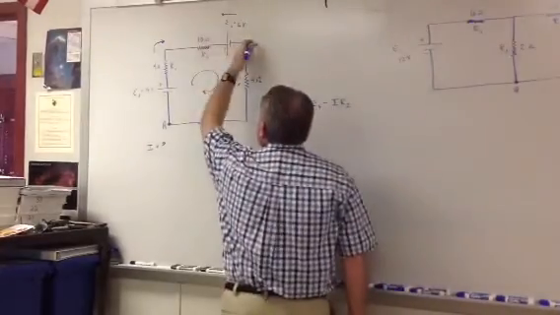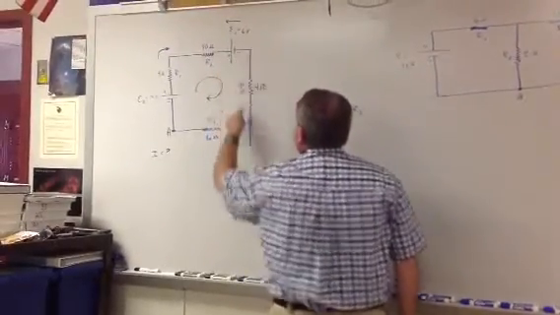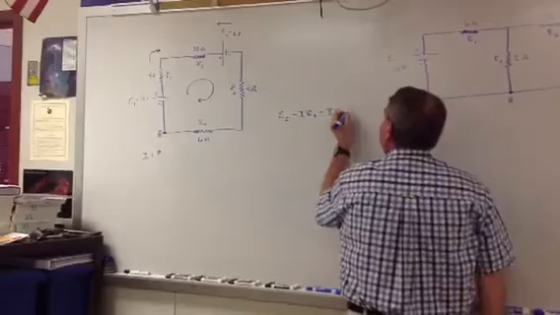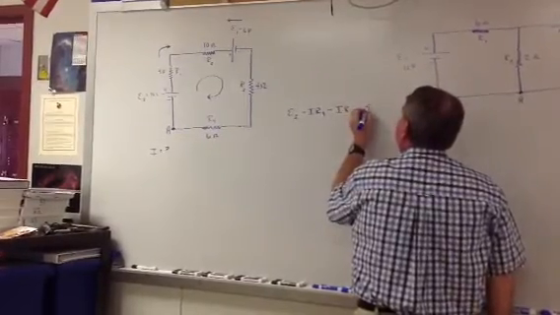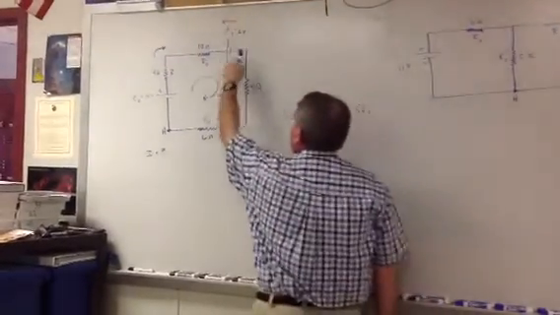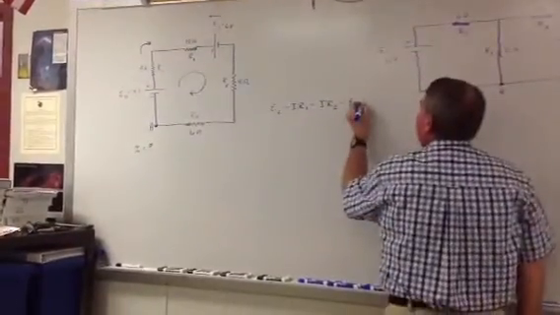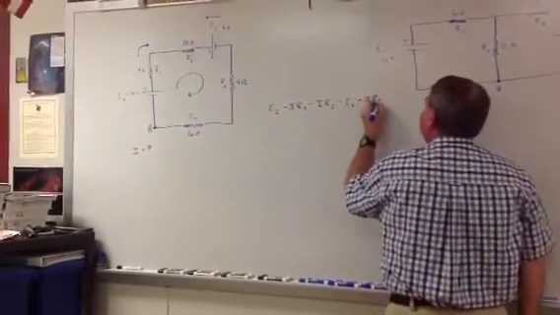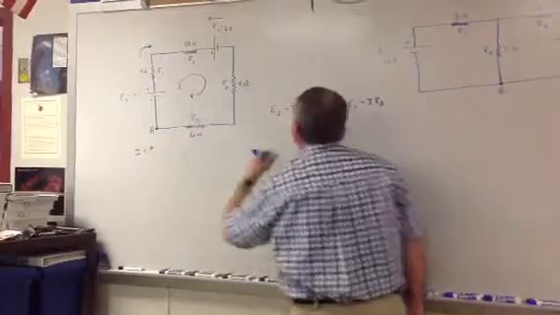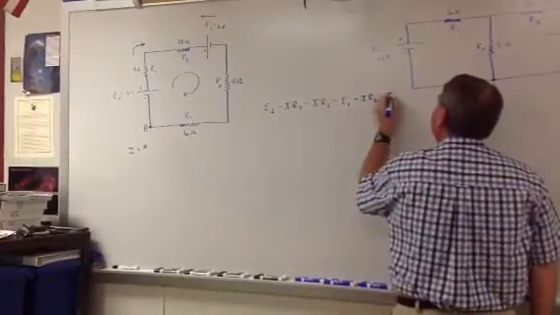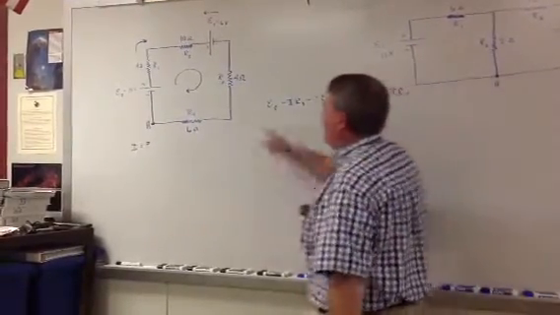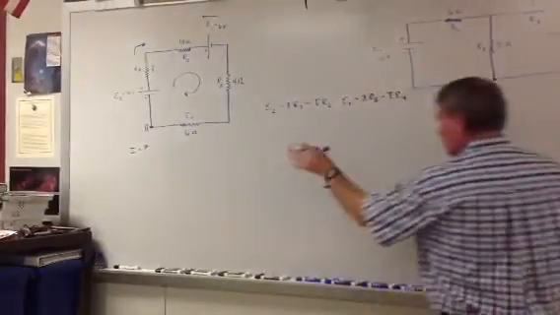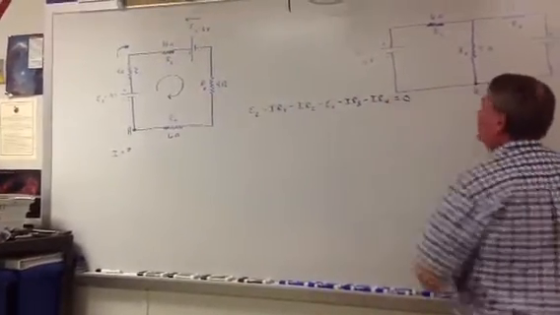And then crossing the E, this is negative because you're going against the direction of the conventional current, so minus E1. Minus IR3, minus IR4, and we go back and reach the point A, so that's equal to 0.